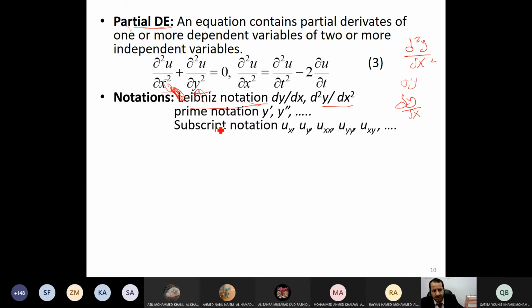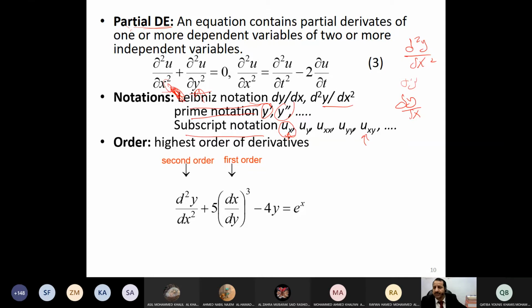But at the end, we will use a mix. Sometimes we use the prime notation, sometimes Leibniz notation. Prime notation is written this way: y prime, y double prime, or they call it y dash, y double dash, y triple dash, and so on. The third method is subscript notation. As an example here, when I say u subscript x, it means that function u has been differentiated with respect to x. While here, as an example, it means u has been differentiated with respect to x and the result has been differentiated with respect to y.